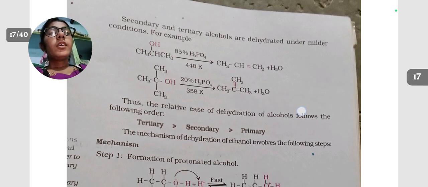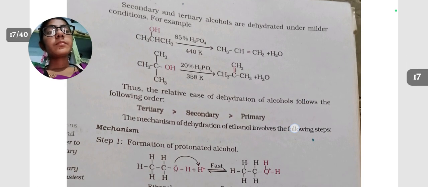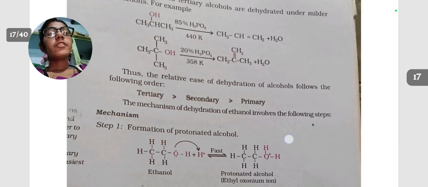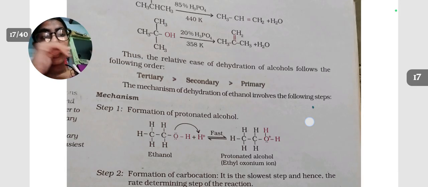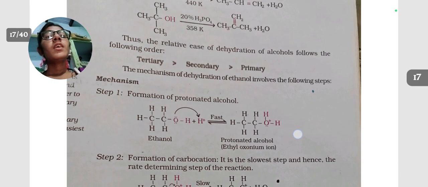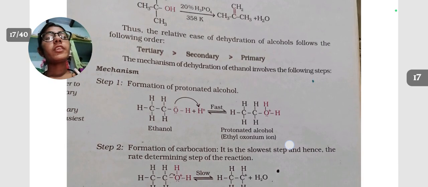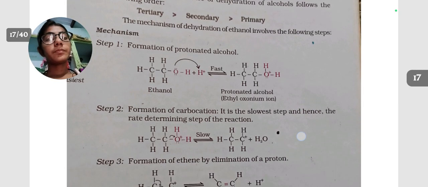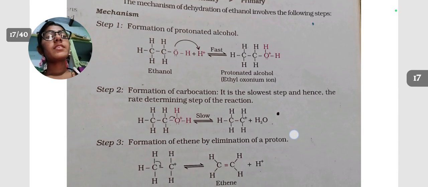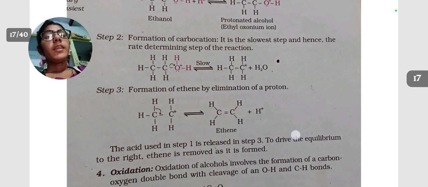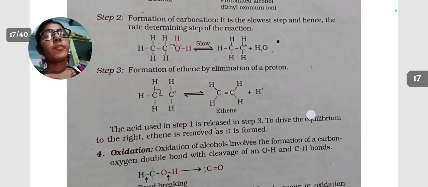Secondary alcohols are dehydrated under milder conditions. The reactivity in the dehydration of alcohols follows the order tertiary, secondary, and then primary. The mechanism of the dehydration of ethanol follows: the first step is the formation of the protonated alcohol. The second step is the formation of the carbocation. It is the slow step and hence the rate-determining step. And third is the formation of ethene by elimination of a proton.